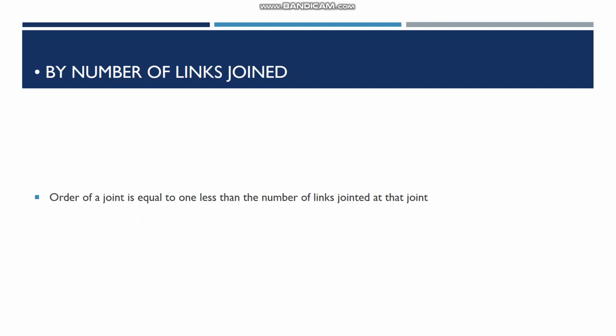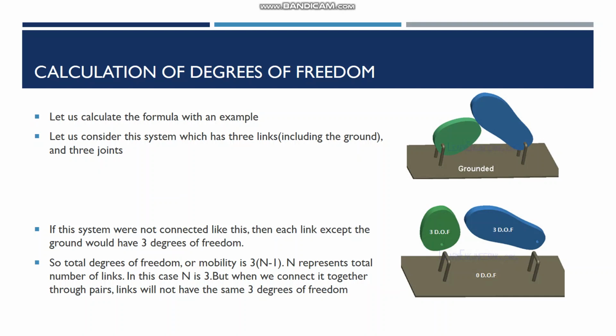And on the basis of number of links jointed, the order of a joint is equal to 1 less than the number of links jointed at that joint. Now let us calculate degrees of freedom. Now let us derive some formula to calculate the degree of freedom. And keep in mind that we are calculating this formula only for planar mechanisms. So these bodies can only move in this 2D plane, nowhere else.